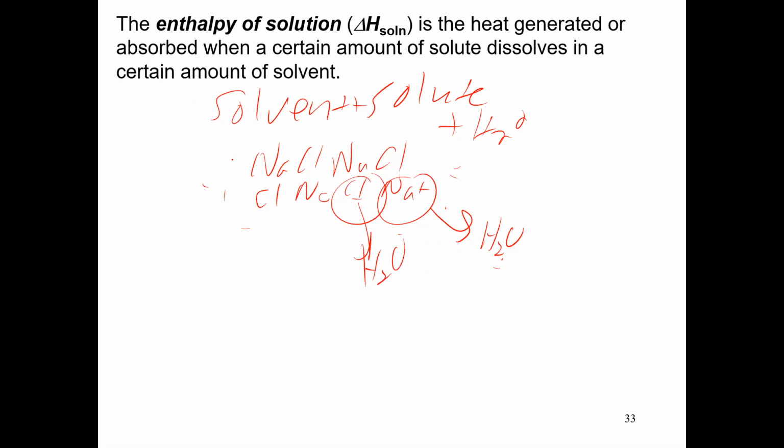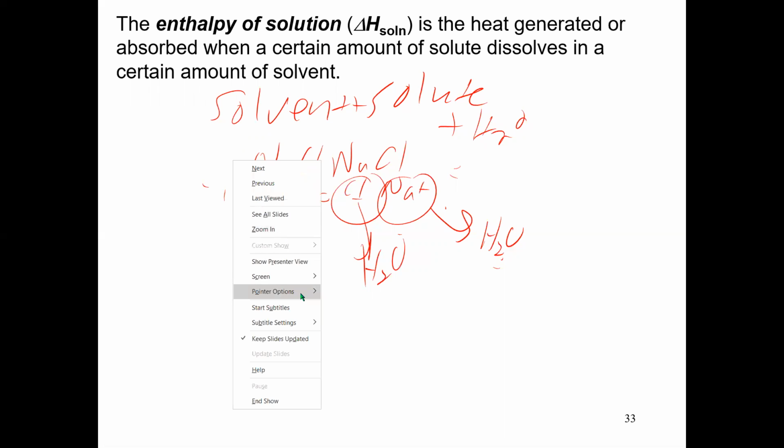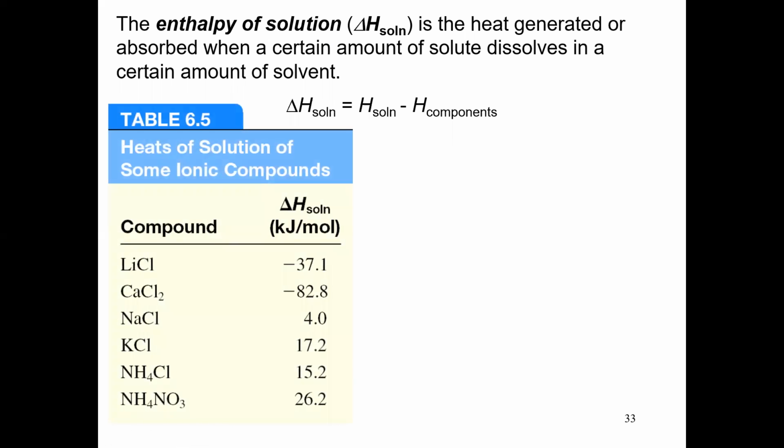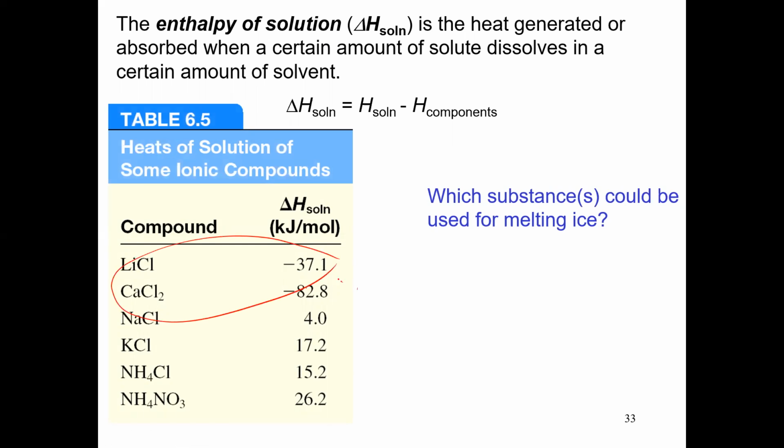Does everybody see how that works? Well, it's relatively simple. Let's erase my writing on there. You start with the heat of solution, the solution minus the components of that. What substances could be used for melting ice? This is an example related to that. If you look at the heat of solution of these different things, what substances could be used for that? Basically the ones that are best are this, because they generate heat.